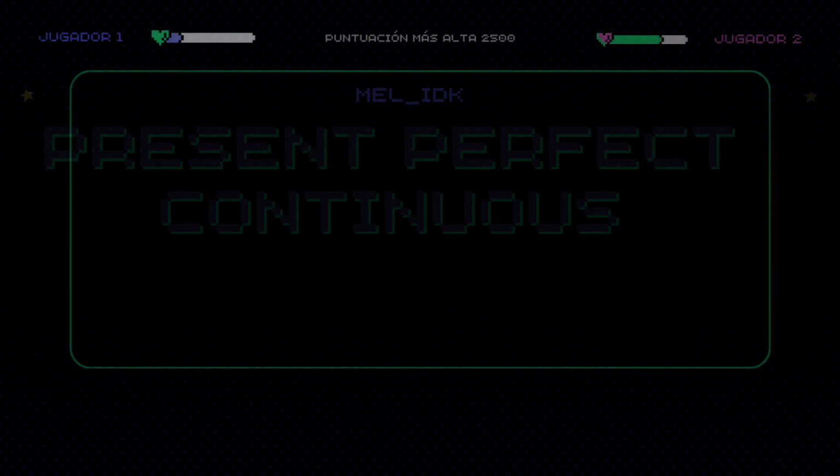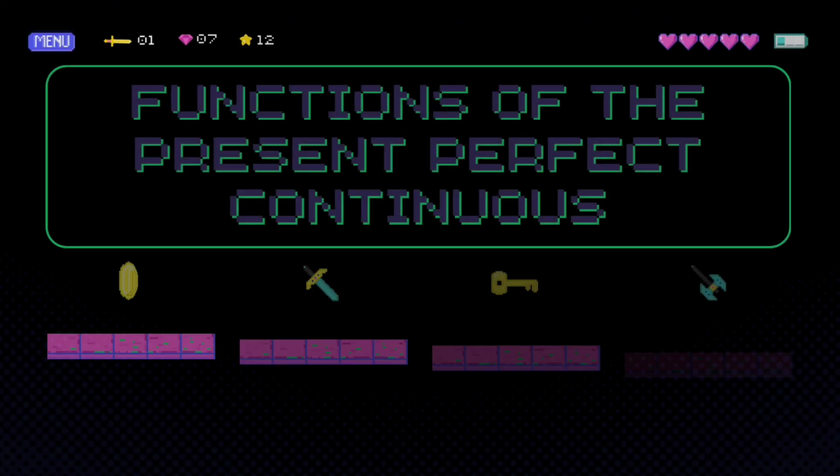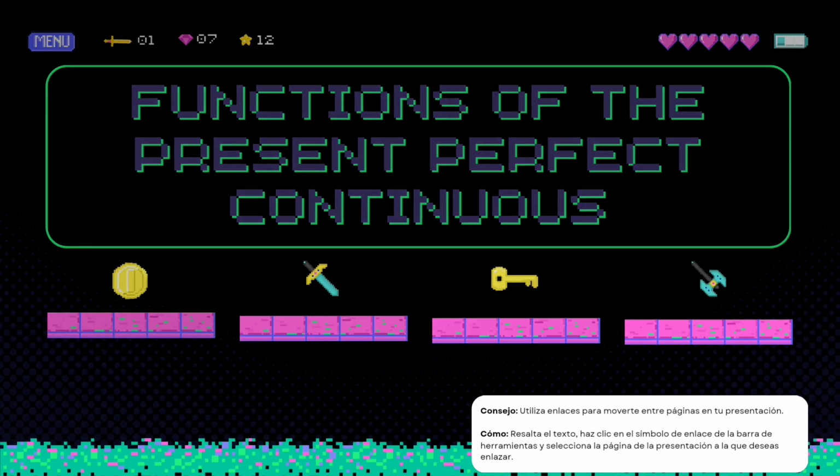Well, after seeing the present perfect, now we will see the present perfect progressive. It's something similar to the present perfect, but some things change. Let's see. Present perfect continuous. Before starting with the structure, we need to know the functions of the present perfect continuous.